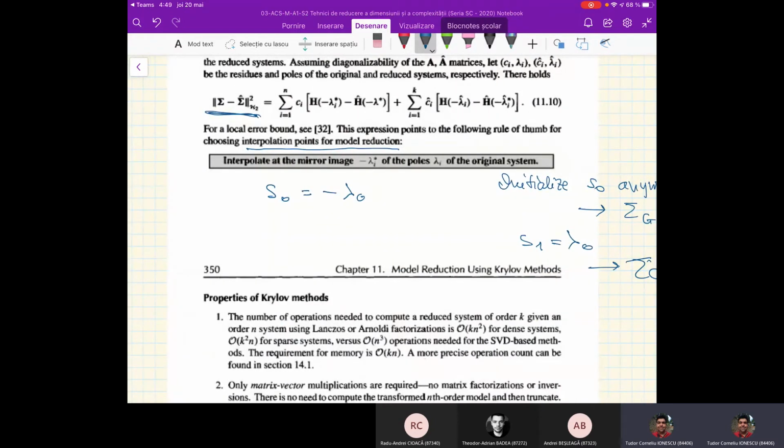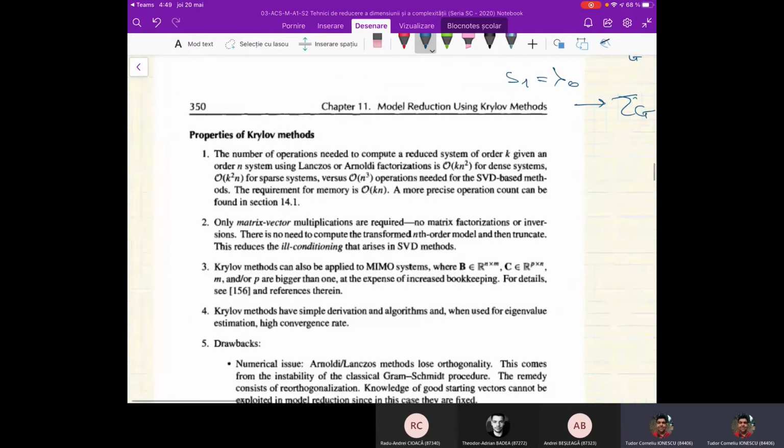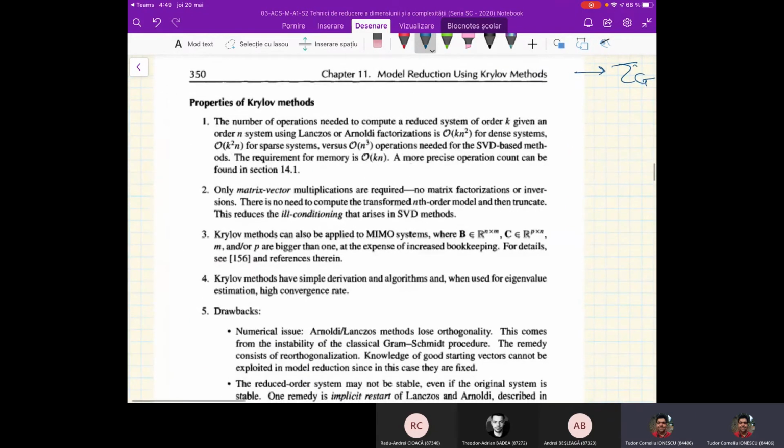Is it kind of clear how you build this? I don't think it's very difficult to understand at this point, okay? We've got specific properties of the Krylov methods. The number of operations needed to compute the reduced system of order k is O(k n squared) for dense systems, O(k squared n) for sparse systems, versus O(n cubed) operations you need when you do balanced truncation.